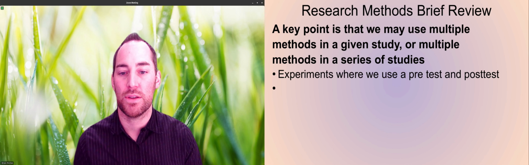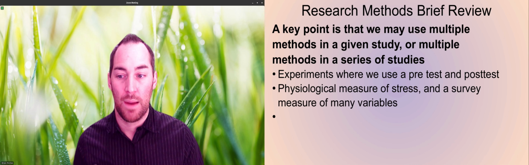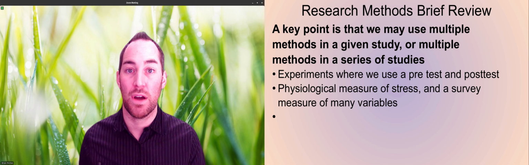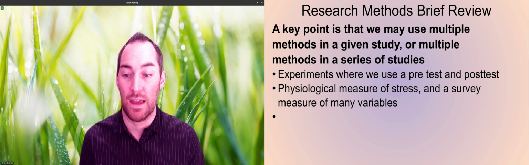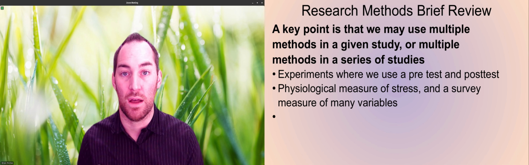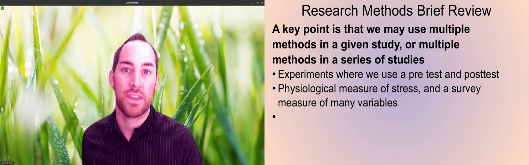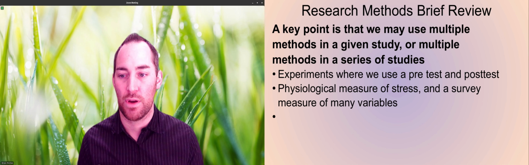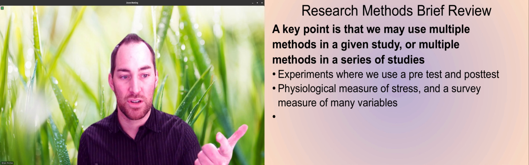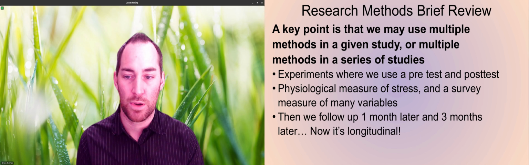So I might do experiments where I use a pre and post test. I might also have a physiological measure of stress in that pre-test and post-test. I might have a survey measuring stress as well as measuring maybe their demographic variables. Have they ever gone to therapy? Have they ever done mindfulness or something like that? So as an example, I'm using an experiment, a physiological measure, and a survey measure. So that's multiple of these methods put together.